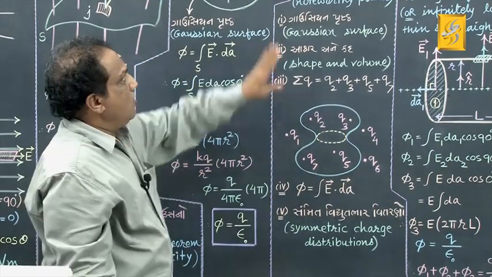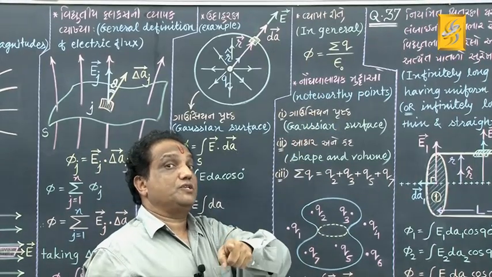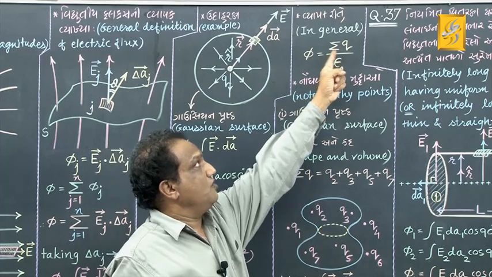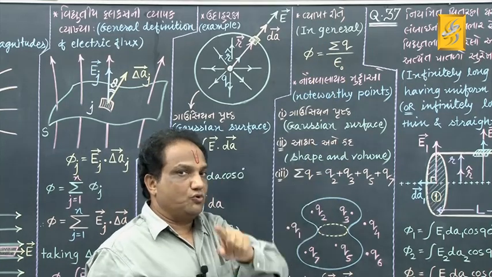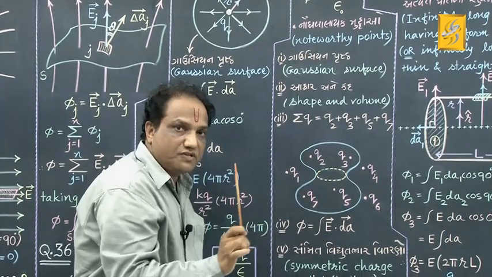That is why on the left hand side, while finding this electric flux, we must consider the presence of all the charges. But on right hand side in the numerator, while finding sigma q, we should consider only those charges which are enclosed by the Gaussian surface. Okay.